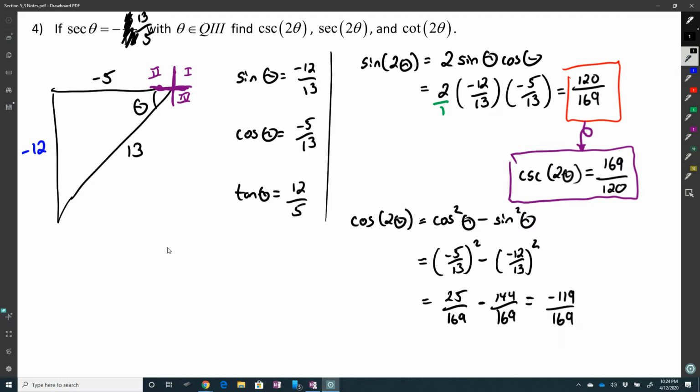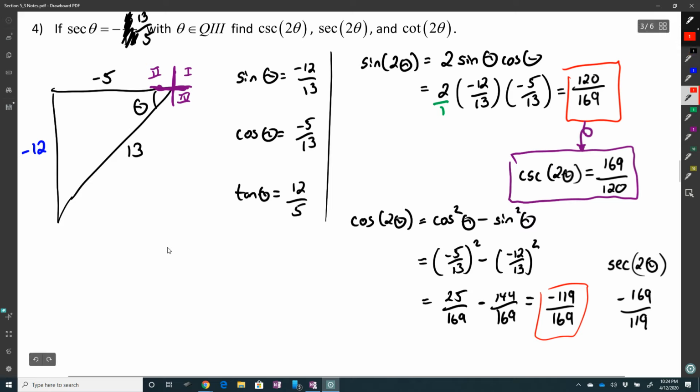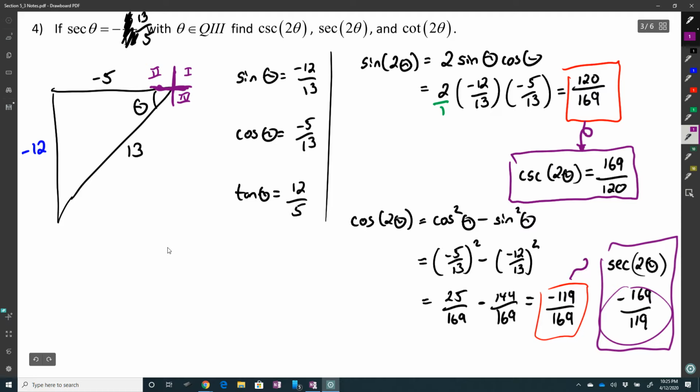And so if you flip that, you get the secant. So secant of 2 theta is negative 169 over 119. Remember, you keep the negative on top. Kind of wrote it a little wonky, but this is where it flips.